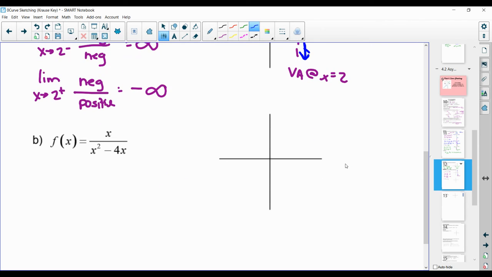All right, next example here, we've got f of x equals x over x squared minus 4x. So again, we're going to be looking at the limits here. Before we do that, though, we can factor the denominator. And so if we factor the denominator, we've got x times x minus 4. That means our NPVs are x cannot be 0 and x cannot be 4.